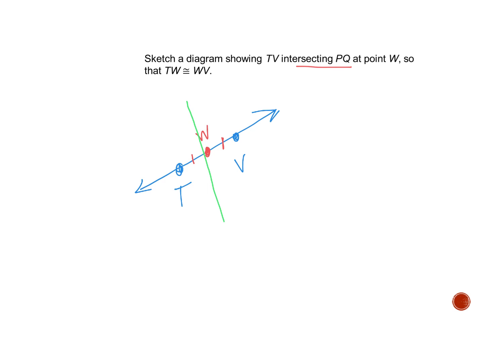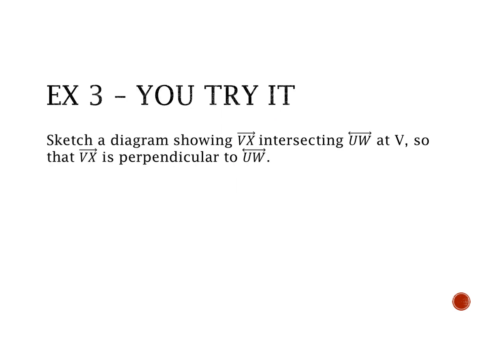So we'll just go ahead and draw a PQ that goes through W. Okay, and PQ is a segment, so I'll label this end as P and this end as Q. And PQ goes through the point W. Now, this is just one example. There are many different ways that you could sketch this. So if you have something different, that's okay. Please pause the video and try this example on your own and then come back and double check your answer.